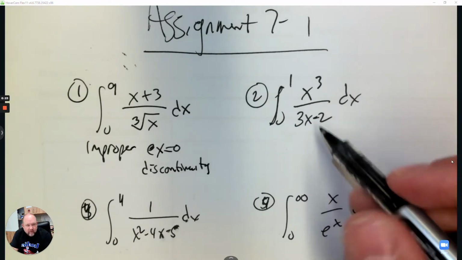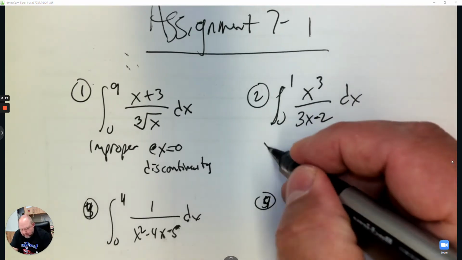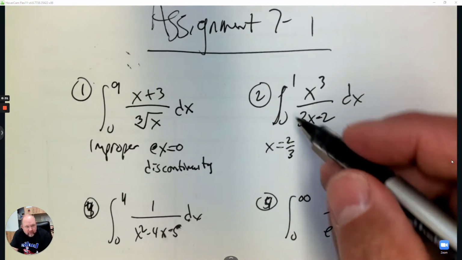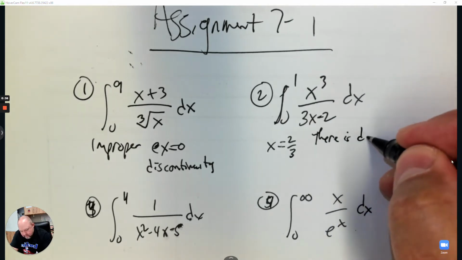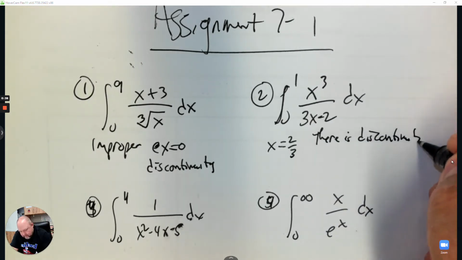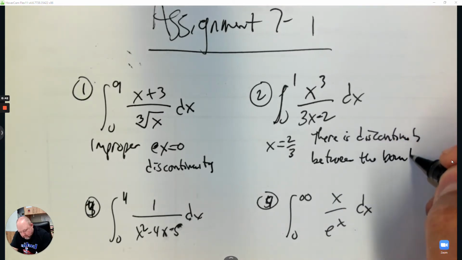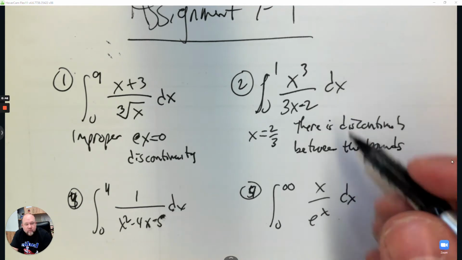Is this one? Well, where is the discontinuity? If I make the denominator equal to 0, x cannot equal 2/3. And 2/3 is in between the bounds, so there's a discontinuity between the bounds. So it is improper.